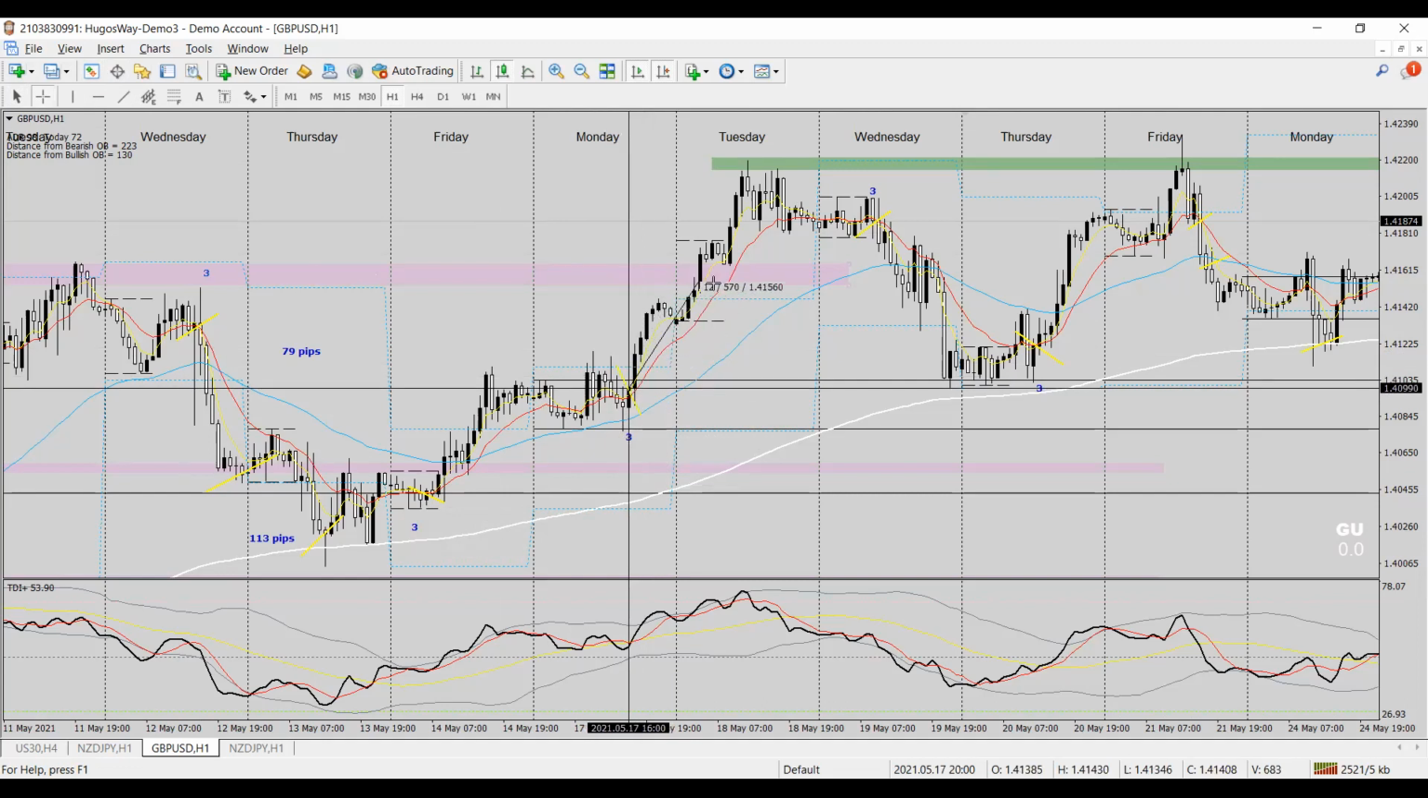Execute that trade from right there. And remember, your target is still the same. It's in this area right up here. And that's 60 some odd pips, 50 to 60 pips.